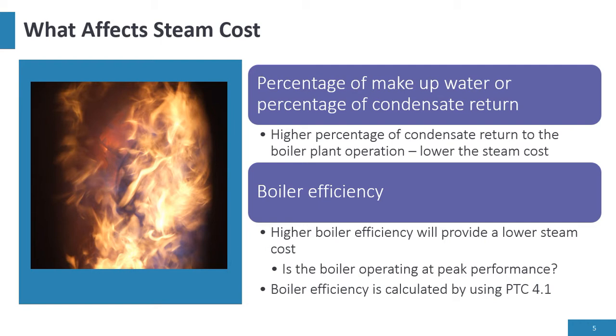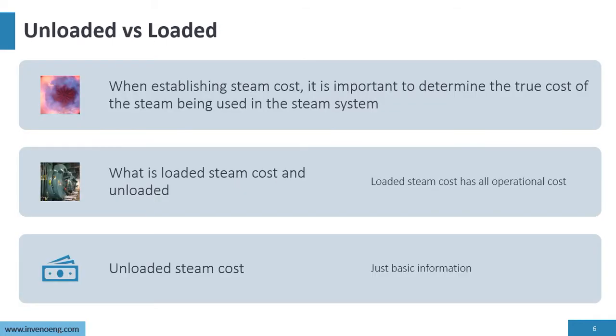The other thing is boiler efficiency. Higher boiler efficiency will provide a lower steam cost. Is the boiler operating at peak performance? Boiler efficiency is calculated per PTC 4.1. That's why it needs to have combustion testing of the boilers to make sure we're running at peak performance. And that should be done not once a year, it should be done every 3 months to make sure we're running at peak performance.